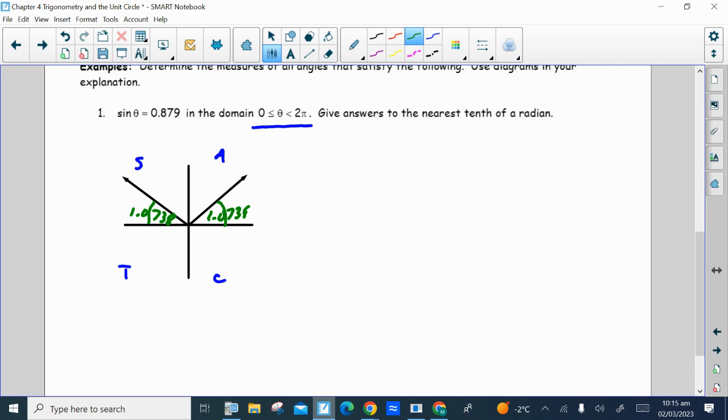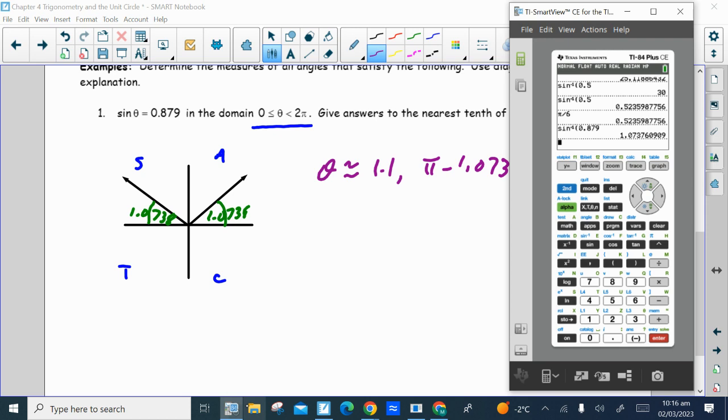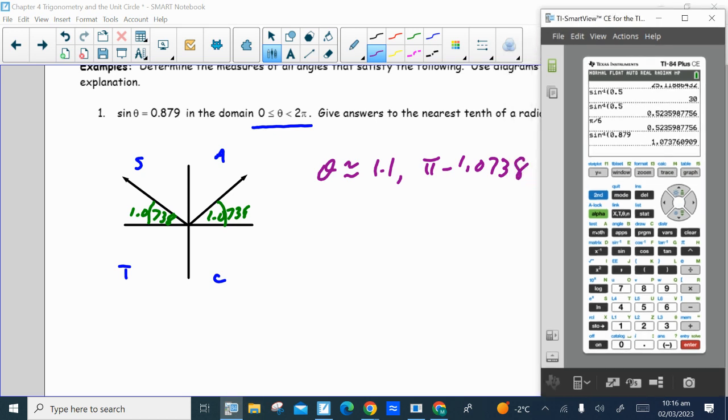So to find our rotation angles, the first one will be the reference angle, which, if we round to the nearest tenth, would be 1.1. The second one, though, in quadrant 2, is 1.0738 radians short of going halfway around the circle. The second one will be found by going pi minus that decimal, 1.0738. And again, we rounded that number off to write it down, but we're going to use the entire value in our calculator. So I'm going to store this number into memory slot A.